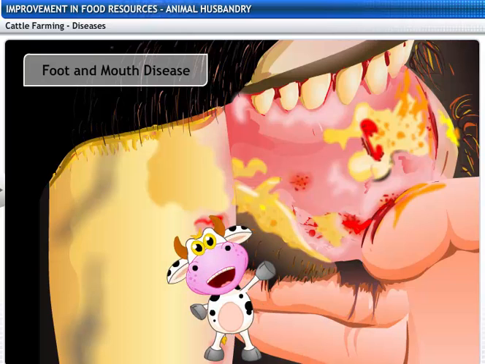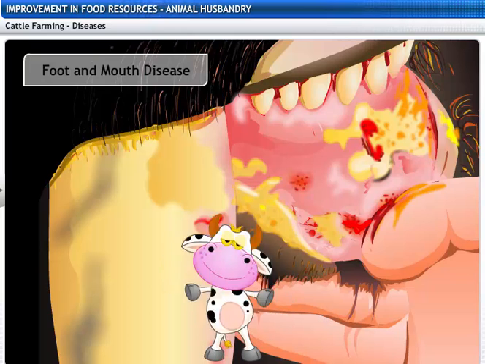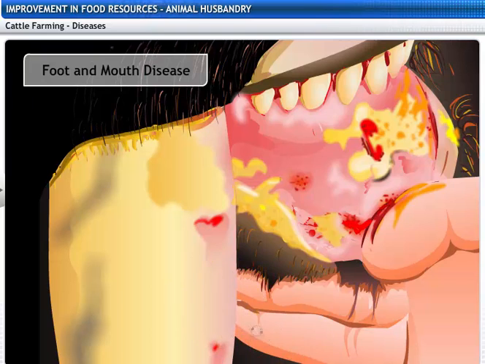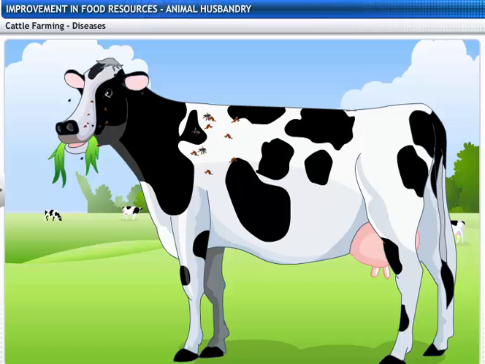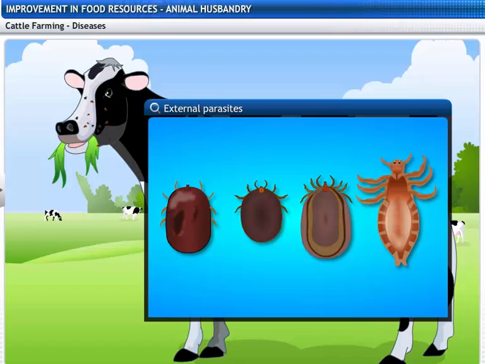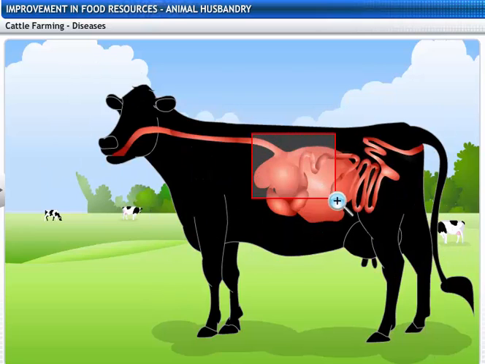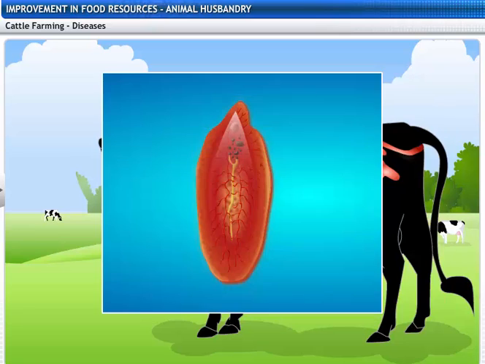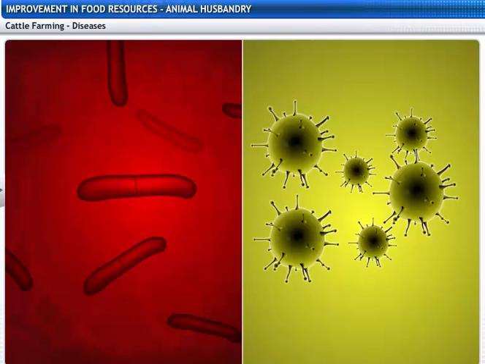My friend Millie was really in bad shape when I left the farm. Something called foot and mouth disease. I hope the disease hasn't reached here. Moo doesn't need to worry. Diseases in cattle are caused by external and internal parasites. External parasites live on the skin and cause skin diseases. Internal parasites like worms affect the stomach and intestine. Liver fluke, an internal parasite, often damages the liver of cattle. Infectious diseases are often caused by bacteria and viruses.